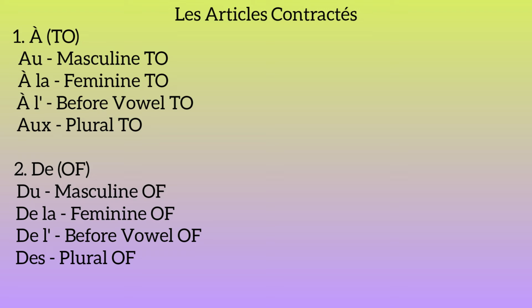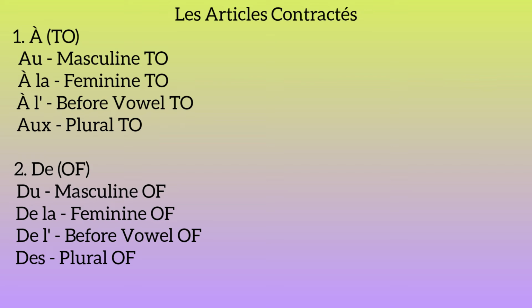À means to. Now there are four types of to in French: au, à la, à l apostrophe, and aux. Au means masculine to, which is only used for masculine words. À la is a feminine to, which is only used for feminine words. À l apostrophe is a to which is used for the words beginning with a vowel. And aux is a to which is used for the words that are plural.